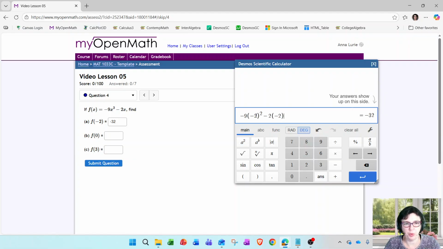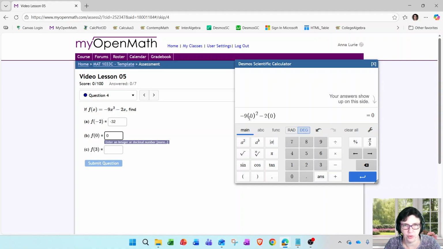Okay, now let's find f of 0. Again, replace whatever is inside the parentheses with 0 now. That gave us 0. Why is that? Because 0 squared is 0, and if you multiply any number times 0, that's also going to give you 0. And if you add zeros or subtract zeros, that's going to be 0. So that's the value.